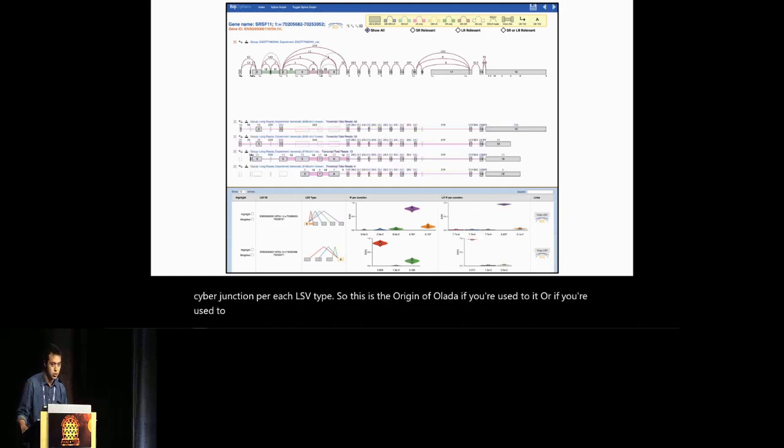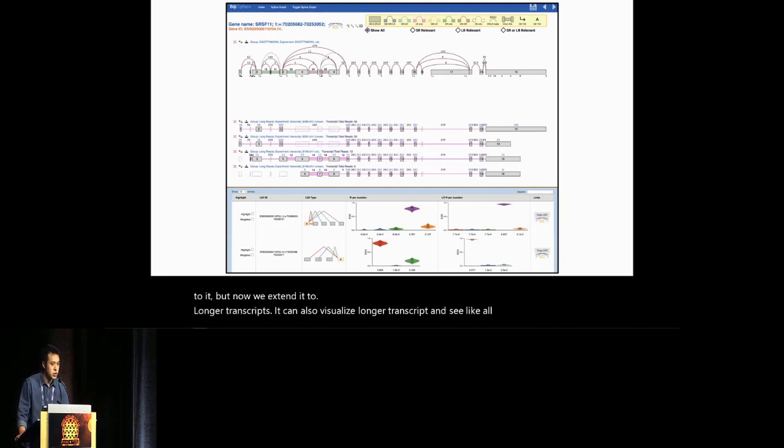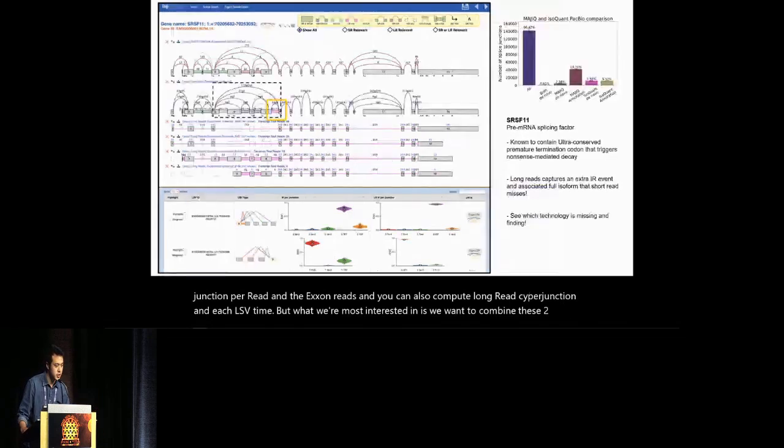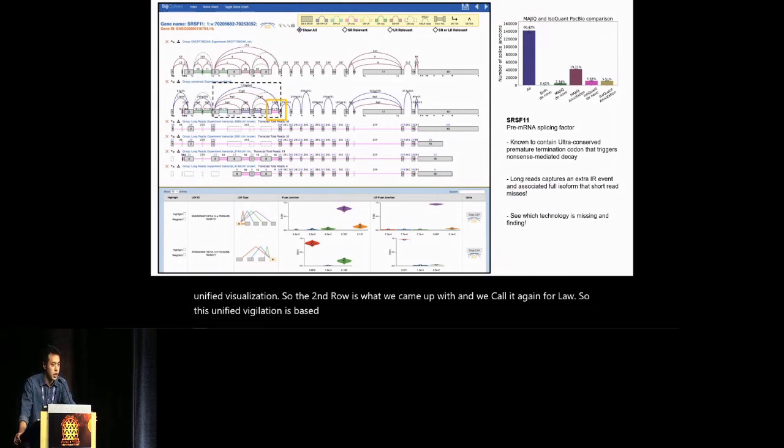But now we extend it to long read transcripts. So you can also visualize long read transcripts and see all the junctions per read and the exon reads. And you can also compute long read PSI per junction and each LSV type. But what we're most interested in is combining these two, to see a unified visualization. So the second row is what we came up with, and we call it, again, VOILA. This unified visualization is based on MAJIQ and ISMB PacBio. If you look at the second row, the color matches with the bar plot that I showed previously.